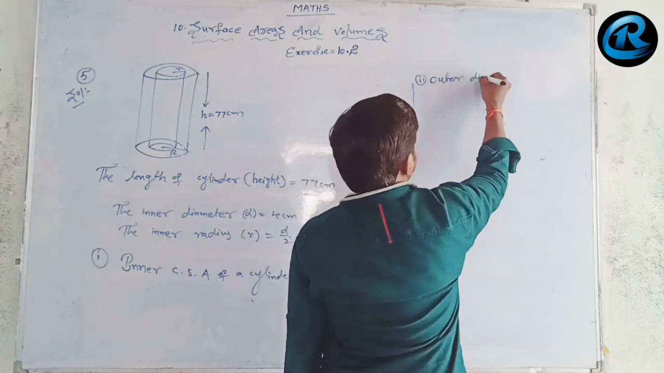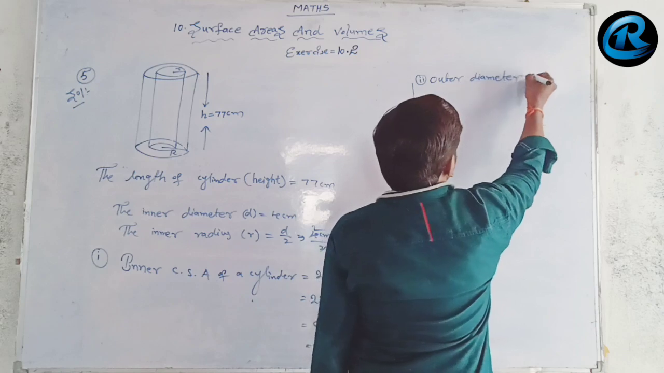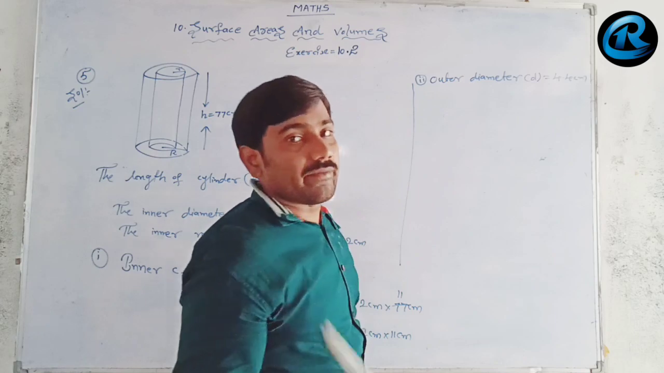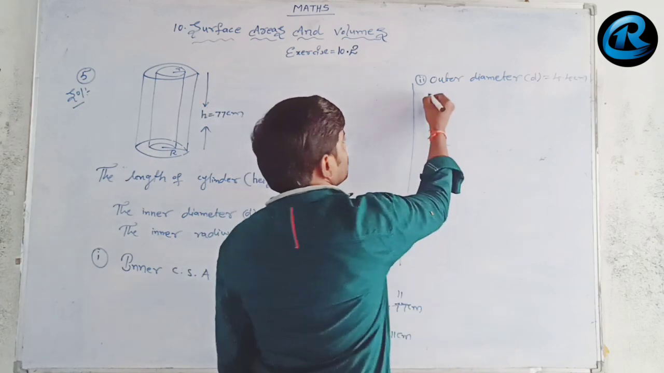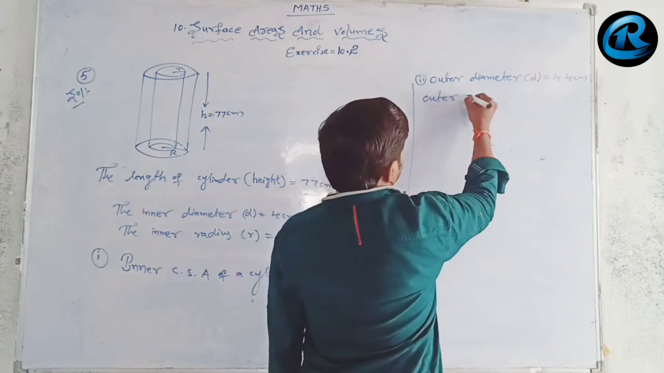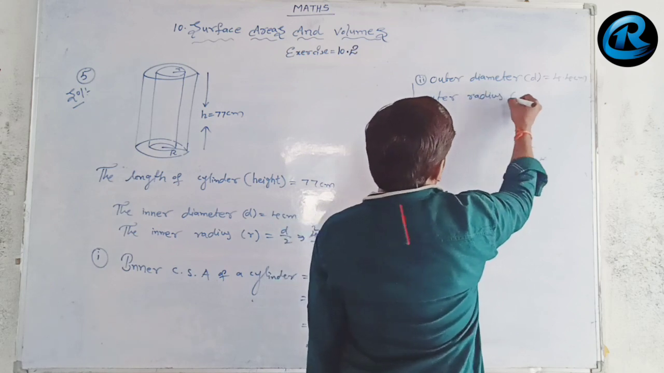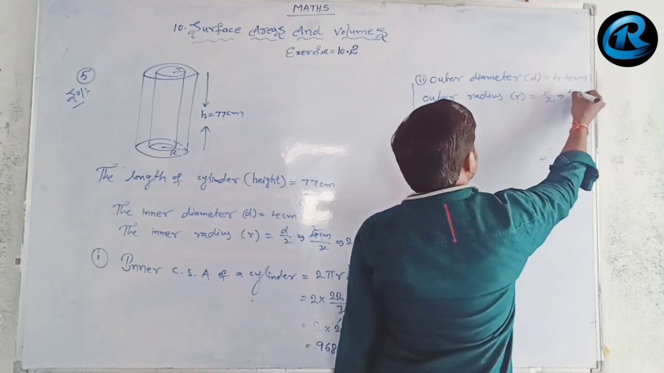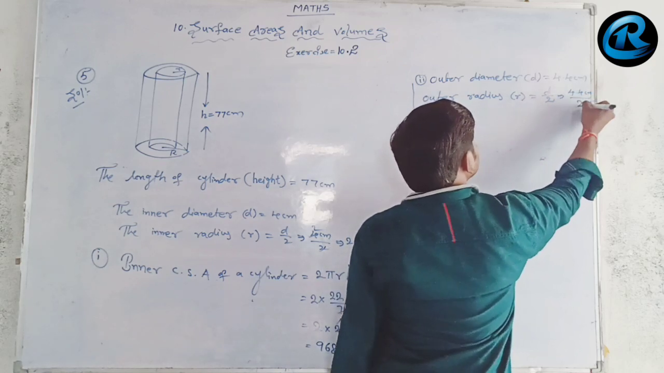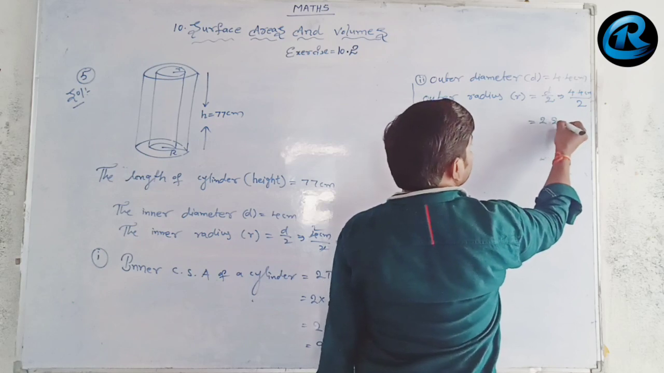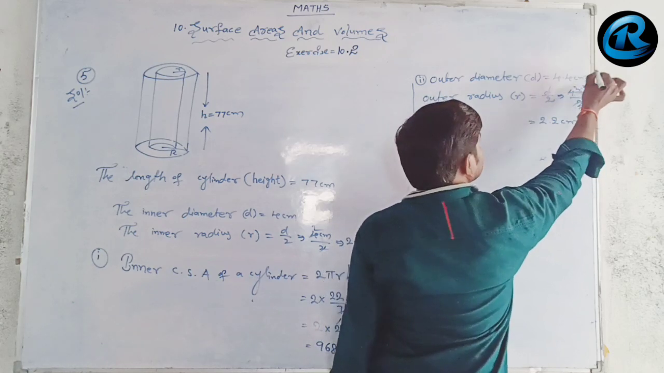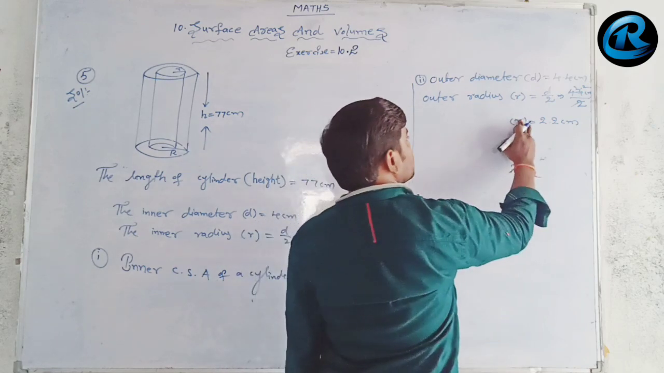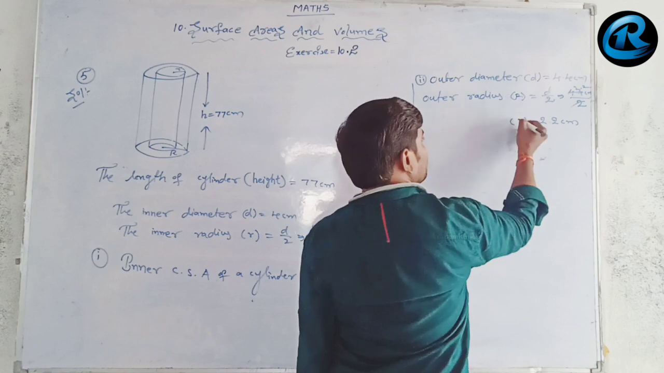Outer diameter is given. D equal to 4.4 centimeter. That diameter, actually, we need radius. So the outer radius R equal to D by 2, nothing but 4.4 centimeters by 2. That will give us 2.2 centimeters. So this is the outer radius. Outer radius, let us write as a capital R, no problem.